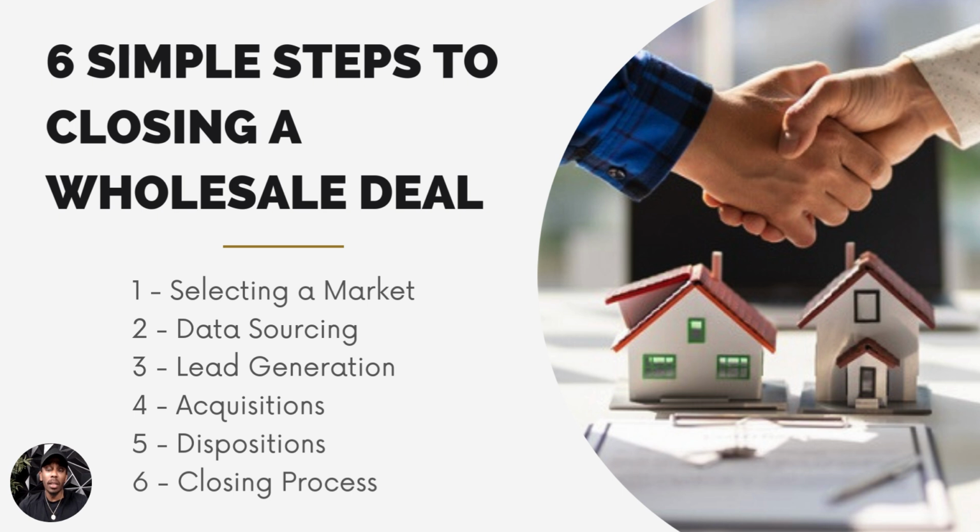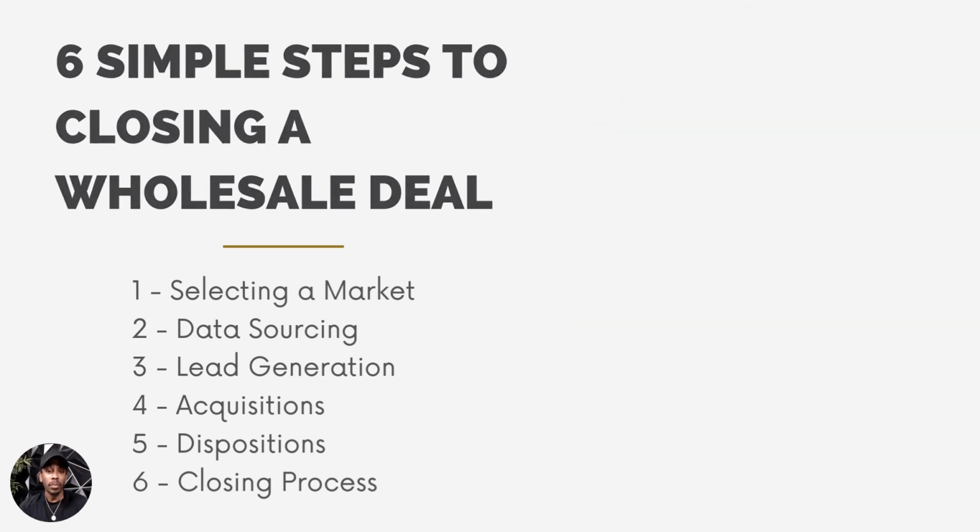Now, when it comes to wholesaling real estate, I like to break the process down into 6 simple steps, all right? The first step is selecting a market. The next step is sourcing your data. Following that is your lead generation, the acquisitions, dispositions, or finding a cash buyer, and then finally the closing process. If you're able to simplify the whole entire process, you'll be able to easily repeat the process and create a system so that you can consistently close wholesale deals. And I'm gonna break down and jump into each one of these steps in the next slide, so follow along.